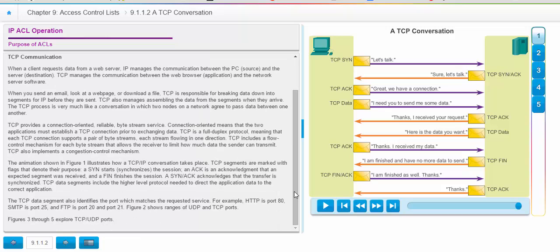TCP communication is connection oriented, which means we have to have a connection, and it's a reliable byte stream service. Keep in mind that TCP has to have acknowledgments from the applications at both ends. It's a full duplex protocol, which means the TCP connection supports a pair of byte streams, each stream flowing in one direction. TCP includes a flow control mechanism for each byte stream, and it allows the receiver to limit how much data the sender can transmit. It also implements a congestion control mechanism. So you need to keep that in mind.